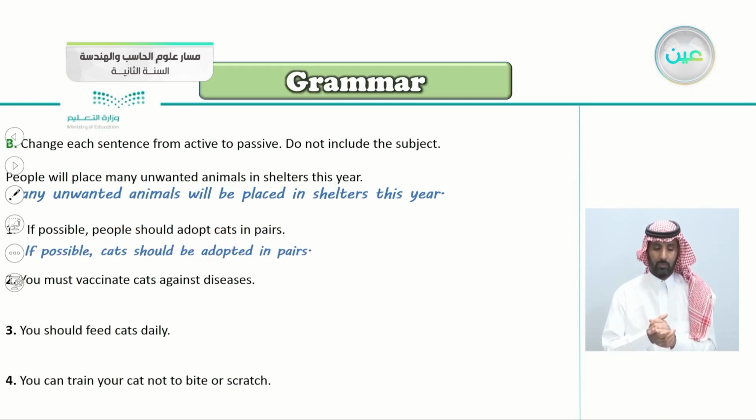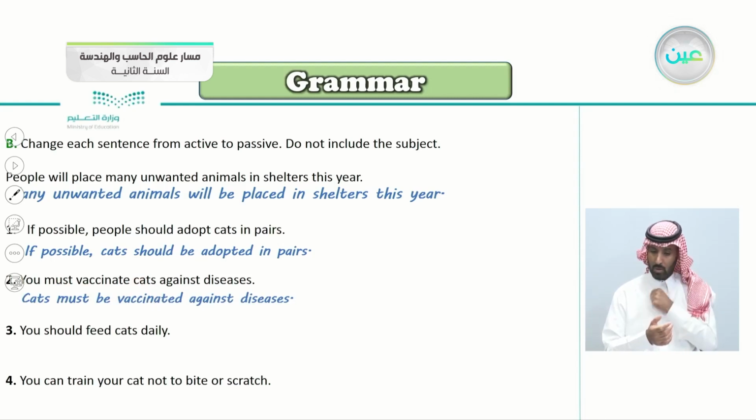Very good. Number two, you must vaccinate cats against diseases. So the verb is vaccinate, the subject is you, and the object is cats. Very good. We say cats must be vaccinated against diseases.